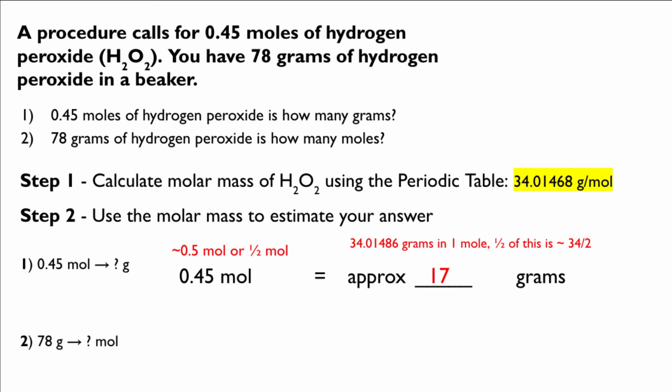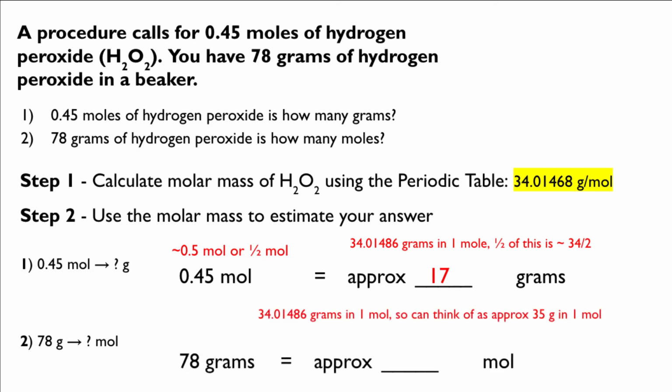78 grams of hydrogen peroxide, let's see if we can estimate how many moles that should be. So 78 grams, if I know that there's about 34, 35 grams in 1 mole, I'm actually going to round in my head to 35, just to, again, make the numbers a little bit easier. Then I can use some reasoning to figure out how many times 35 can be found in the number 78, right? So let's think about this.